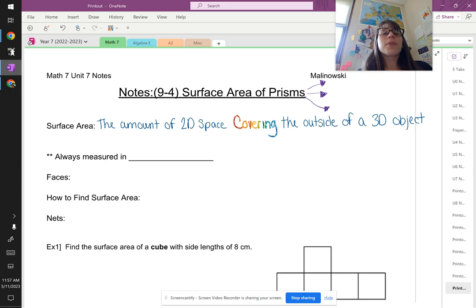Anyways, so Math 7 Notes 9-4 today, surface area of prisms.